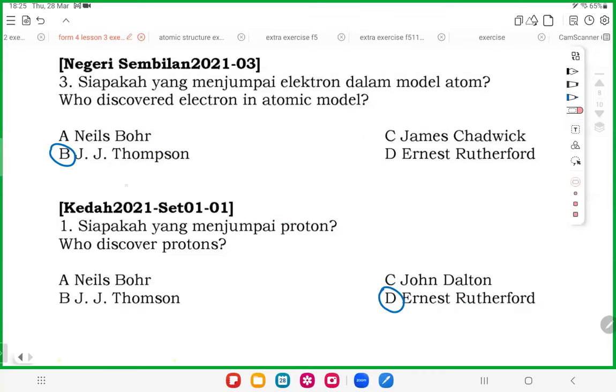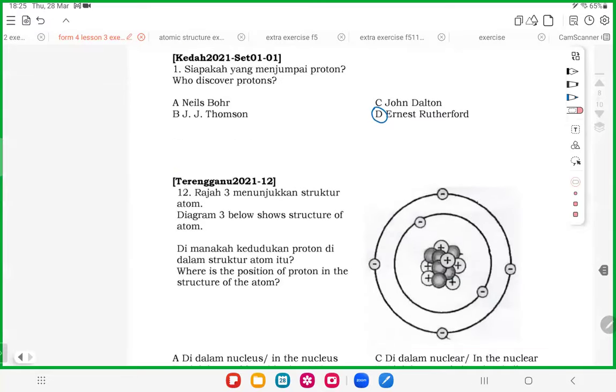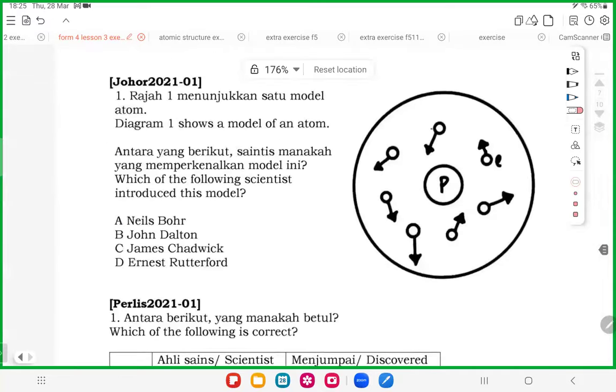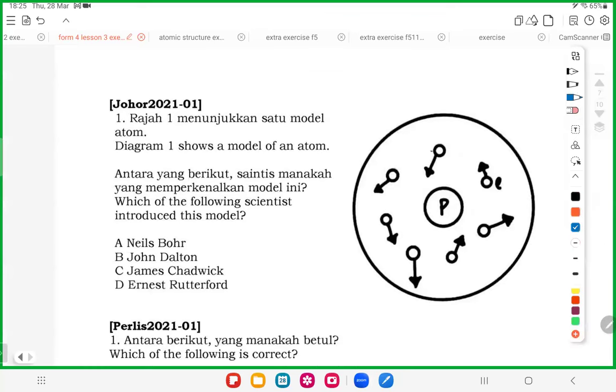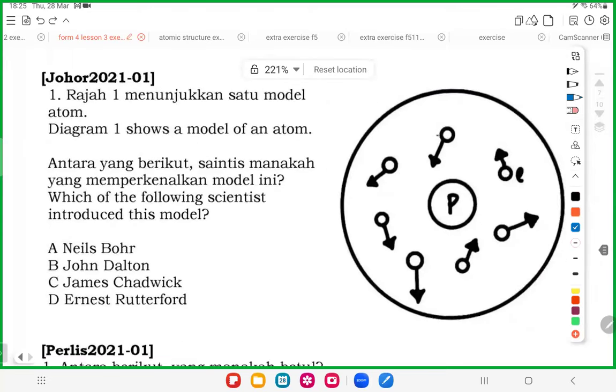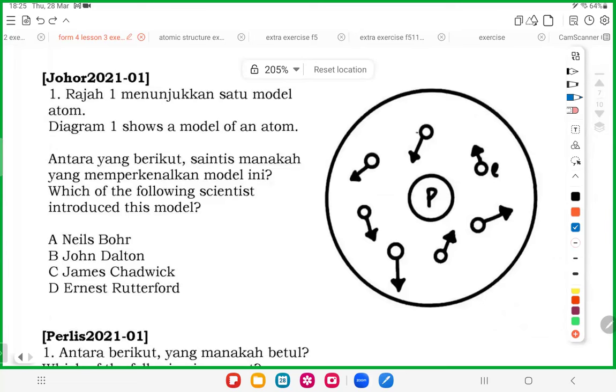Okay, now I want you all to try this question. This question is very, very interesting. You try this question and let me know the answer. Who proposed this picture? Okay, Neils Bohr is NEILS. So who proposed this picture?